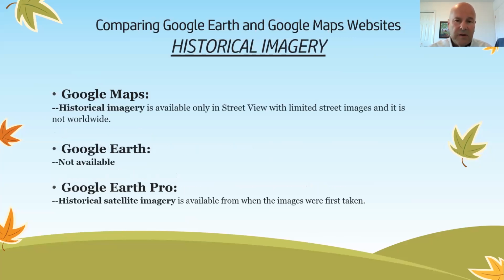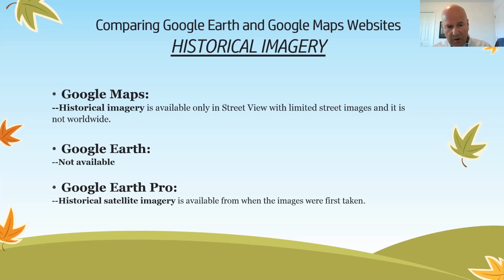Now, in regard to historical imagery, in Google Maps there's a little bit of historical imagery available, but it's only in Street View, and it doesn't have places all over the world where this can be done. For example, looking at my own house on Street View in Google Maps, I can see two different images. I can see one taken in 2007 and another one taken in 2012. 2012 was the last image they took of my house on Street View. Now in Google Earth, you can't do that.